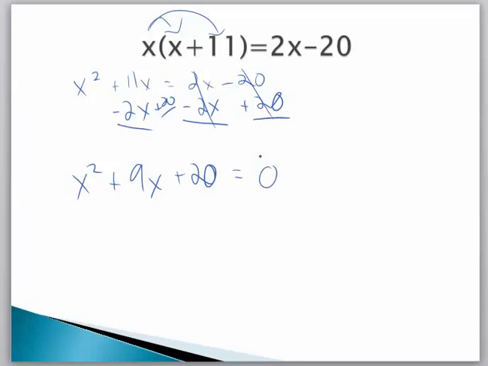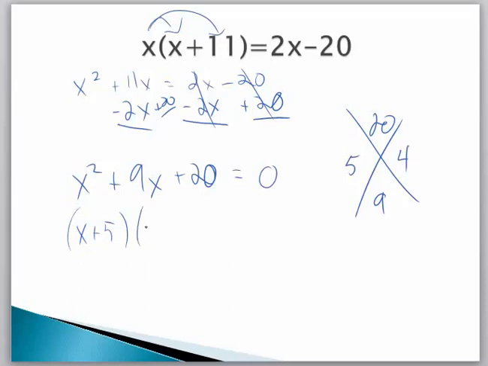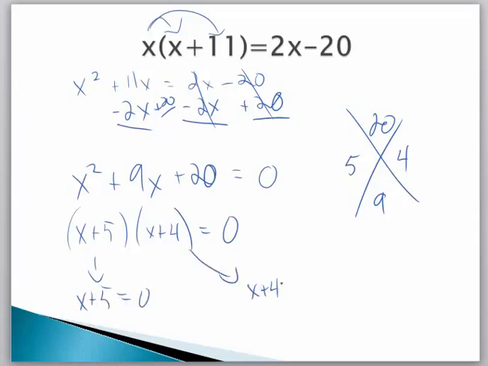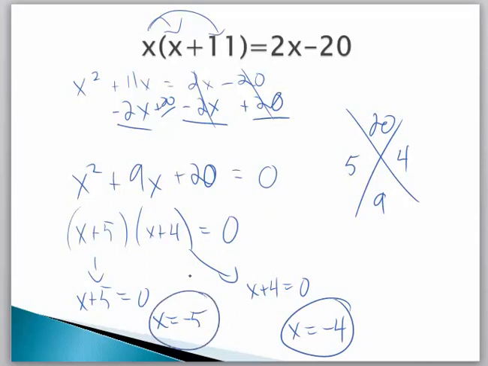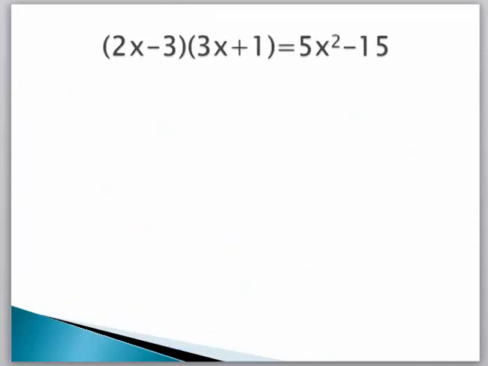As long as I can find two numbers that multiply together to give me 20 and add together to give me 9, which should be positive 5 and positive 4. Zero product rule. And I have my solutions. One more problem. Simplify first. So I'm going to have to multiply.